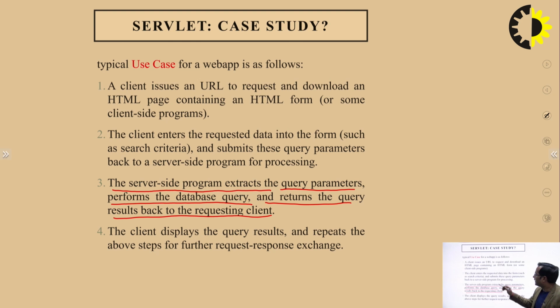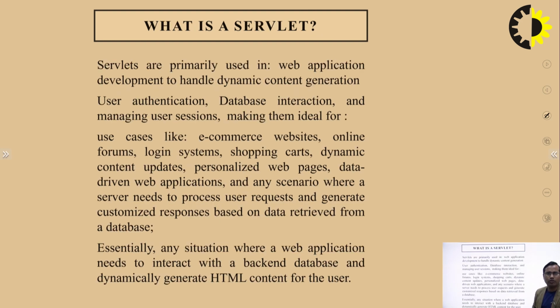So first, the client initiates a request, and for this it may require an HTML form to send its data. Then the server on the other side receives these requests, extracts the query parameters, performs the database query and returns the query result back to the requesting client. And finally the client displays the query results and repeats these steps for another request and response exchange.